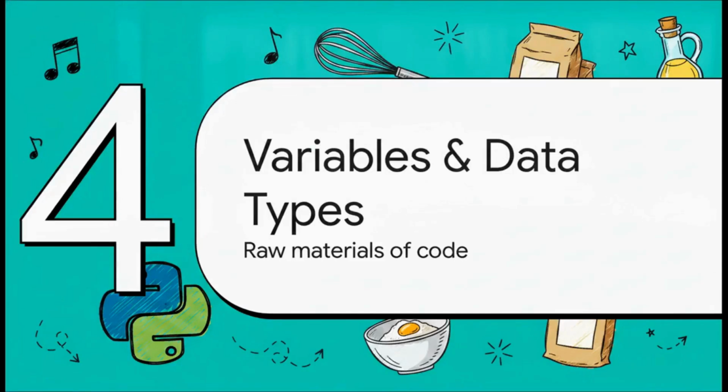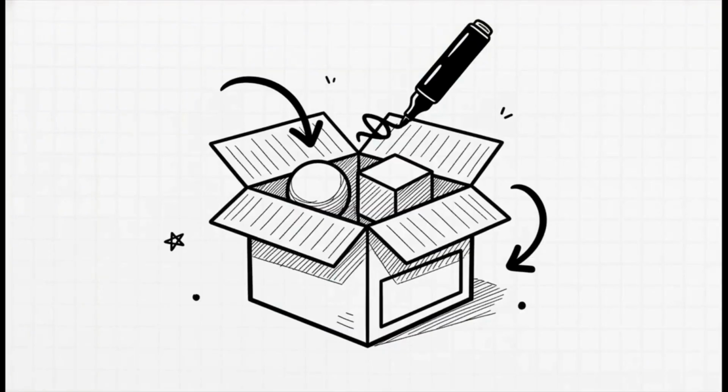Okay, Section 4, variables and data types. We're moving on to the raw materials of your code. So think of a variable as a labeled box stored inside your computer's memory. Imagine a physical cardboard box, right? You take a Sharpie, write age on the outside of it, and you drop the number 25 inside. By giving that box a name, you can instantly retrieve its contents or entirely change what's inside it later on in your program, just by calling its name. It's really that straightforward.